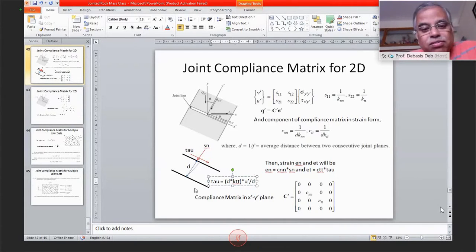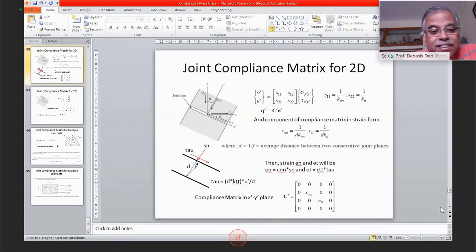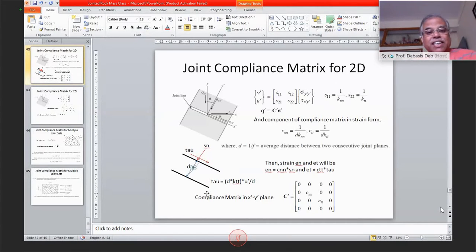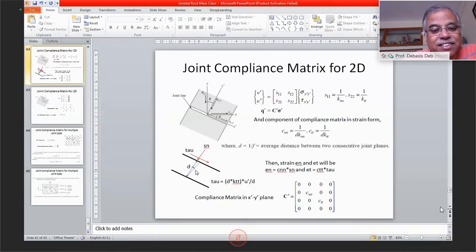Now how does shear strain become U dash by D? Basically this. What is shear strain? The angle, this small angle, is the shear strain. You remember? This small angle is the shear strain, right? Now this angle, how much is this angle?